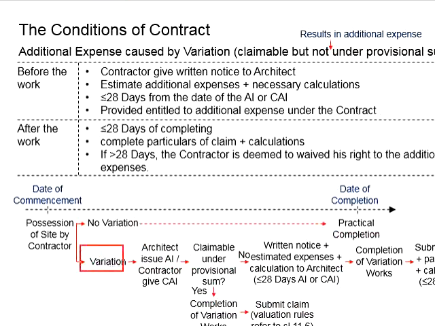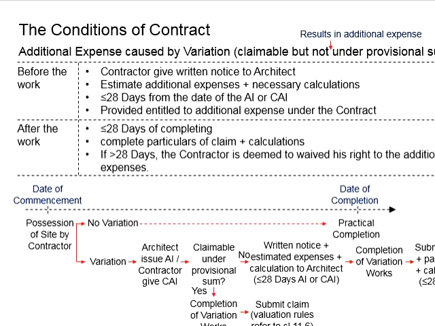Now we know that it is a variation and it is not under the provisional quantity, nor is it under the provisional sum. But for these additional works, the contractor will need to be paid and the employer will need to allocate an additional sum to finance the work.